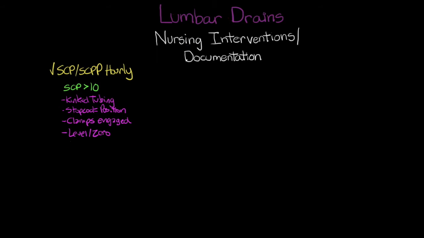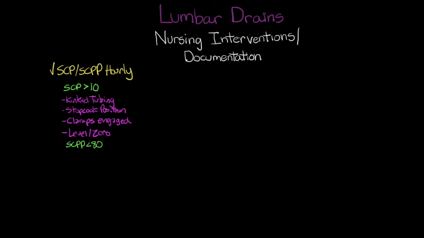Now, also, if you have a spinal cord perfusion pressure that's less than 80, you again want to assess and make sure that your spinal cord pressure reading is right. If it is related to the patient's systemic blood pressure, if you have pressors available that you can use to increase the MAP, that will help with that as well.